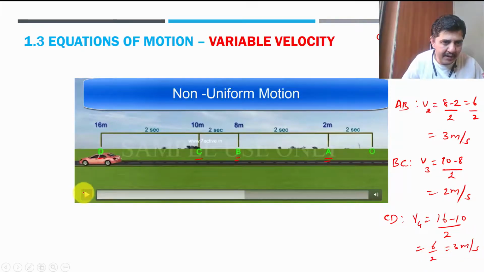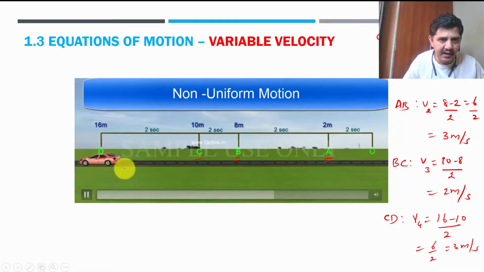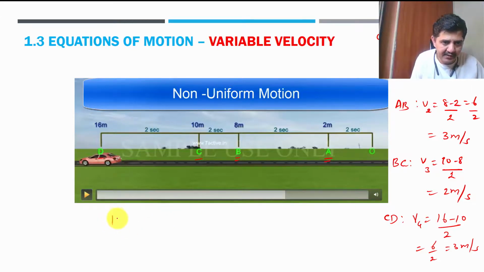Let me run this completely. And what does it say? Now what is the total distance traveled here? 16 meters in 8 seconds, right? The total distance traveled from point O to point D is 16 meters, and the total time is 2 plus 2 plus 2 plus 2, which is 8 seconds. This should be equal to 2 meters per second. Let me call this capital V.